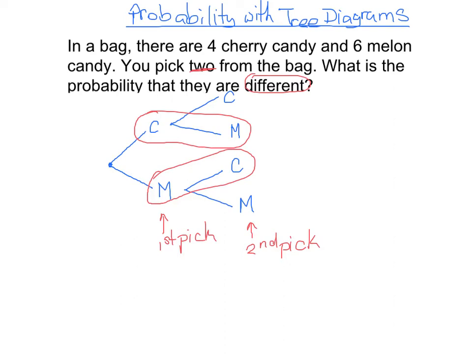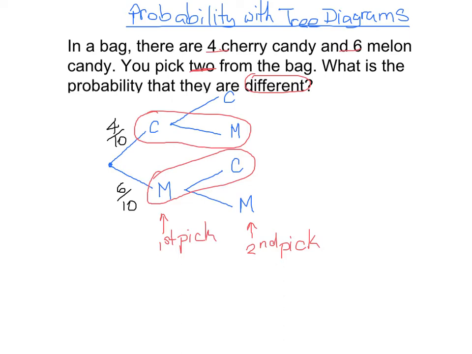First of all, we need to get numbers in our tree diagram. Because there were 10 pieces of candy in all, the 4 cherry and the 6 melon, the total is out of 10. The chance that you first pick a cherry is 4 out of 10 because 4 of the 10 pieces of candy were cherry. Now the chance that you picked a melon is everything else. There's 6 melon, so it's 6 out of 10.